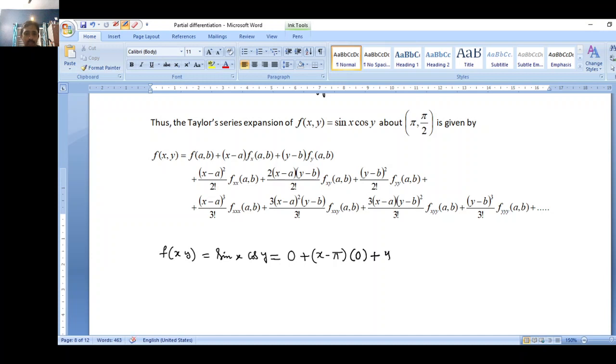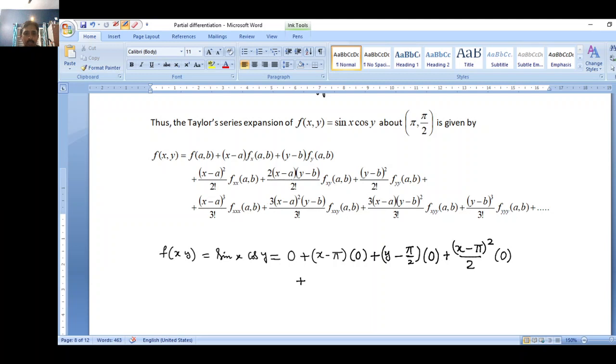And then the next term is y minus b. You say b, it is y minus pi by 2. Of course, you might be wondering why I am writing all these terms even though I know that each of them is 0. Of course, I know that each of them is 0, but I want you to get used to the whole process. Now the next term is x minus a whole square by 2 factorial. So it is x minus pi the whole square by 2 factorial. And when I say 2 factorial, it is going to be 2. Correct? And fxx of a comma b is 0.